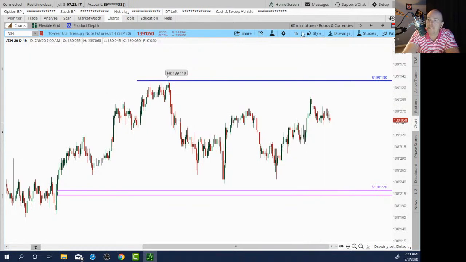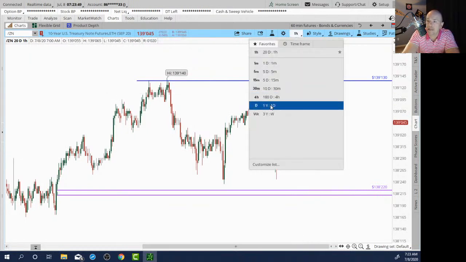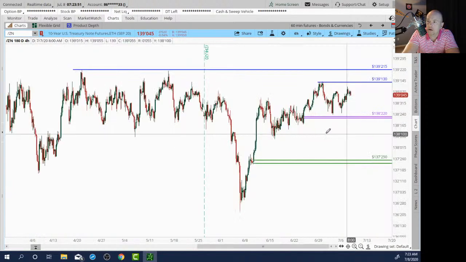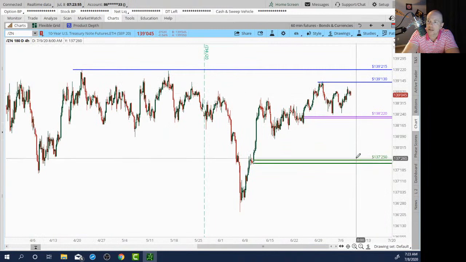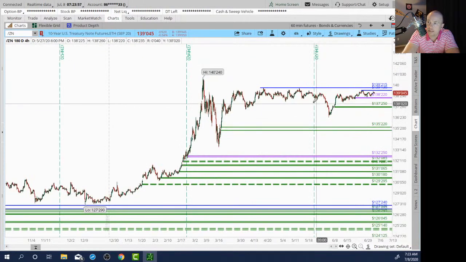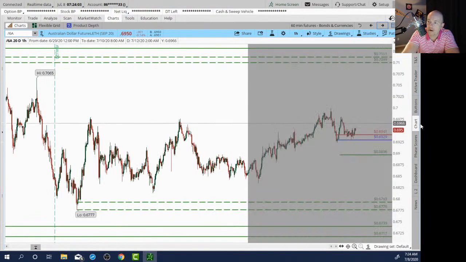So when I look at the ZN, my 10-year note, and I go to my 4-hour chart, my 4-hour chart is telling me unequivocally to not bother. That's what it's telling me. Don't even try to trade this thing. Stay away, do not touch. So I'm going to listen. I listened to the 4-hour chart.